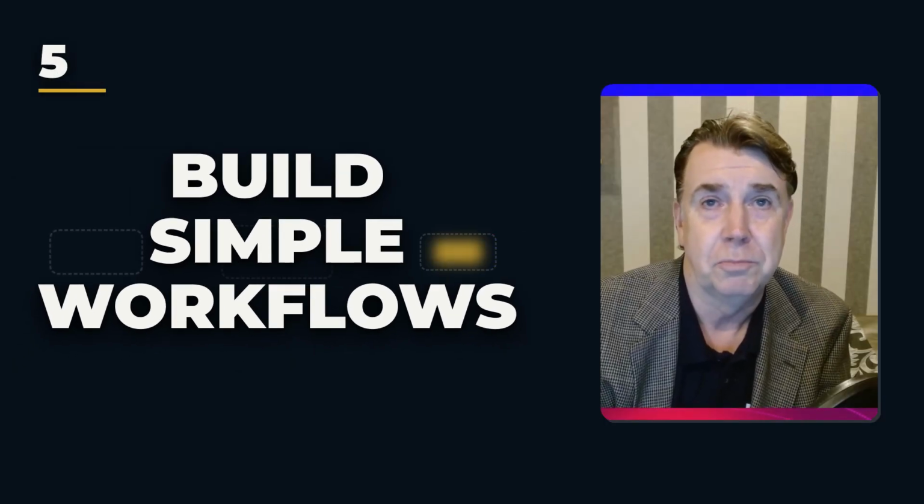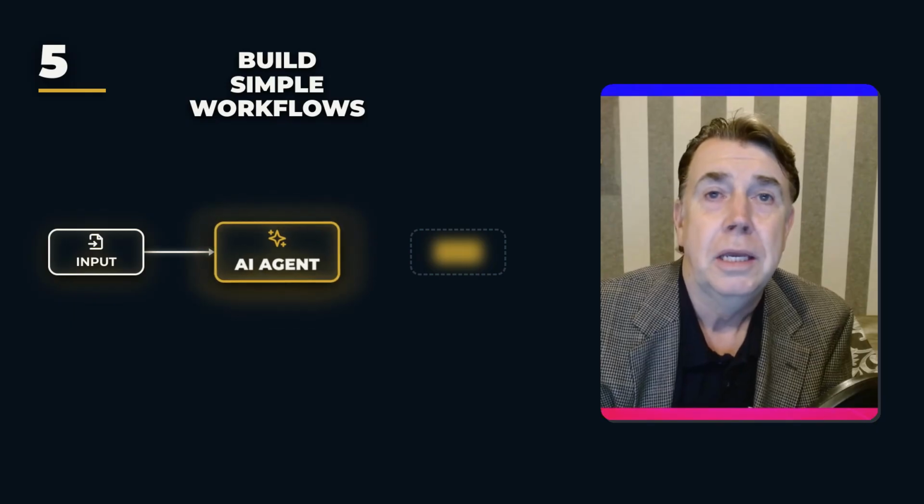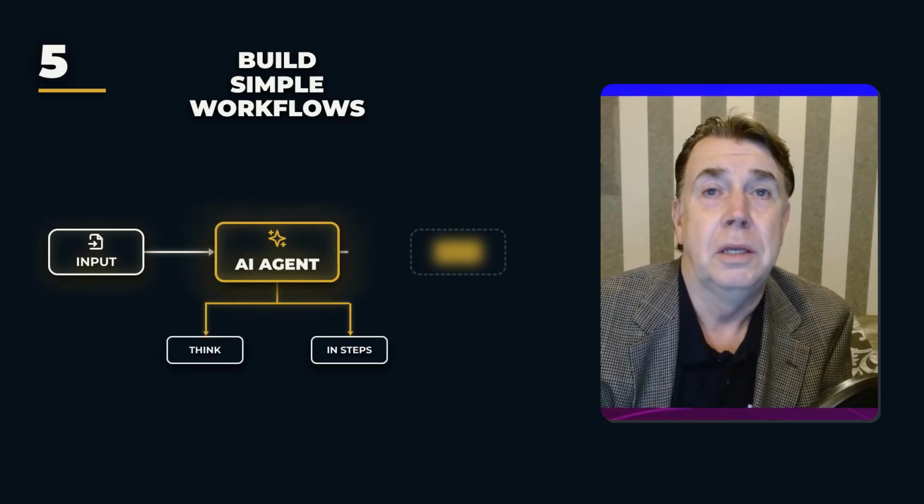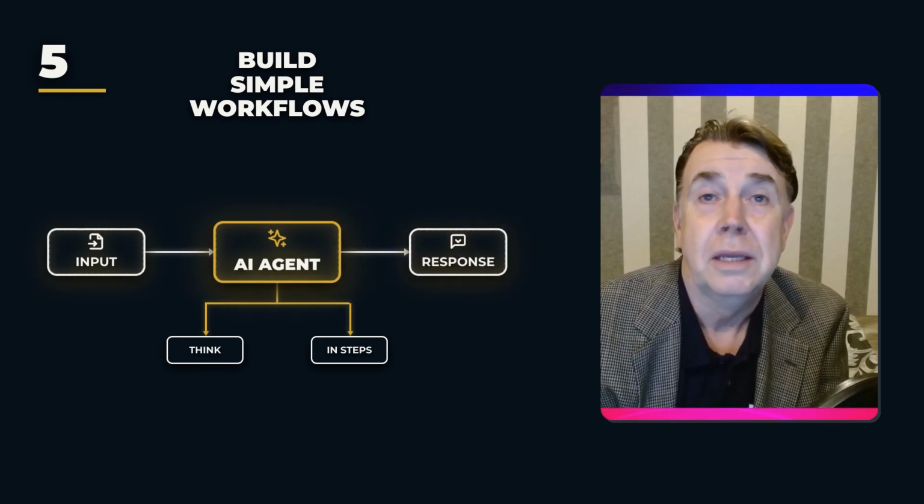Step 5. Build simple workflows. One of the most powerful features of AI agents is the ability to think in steps. Instead of giving one response, the agent can follow a process. Example workflow for a learning agent. Ask the user's level. Choose appropriate vocabulary. Generate a conversation topic. Ask questions. Provide corrections and suggestions. This creates a more interactive and intelligent experience. Start simple. You can always add more steps later.